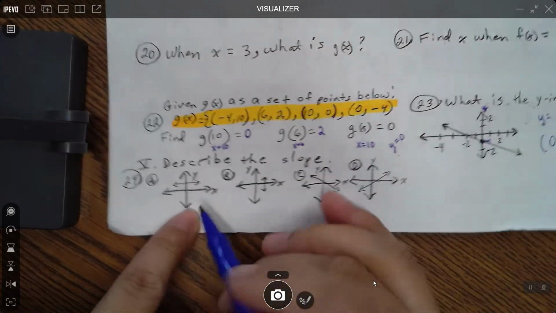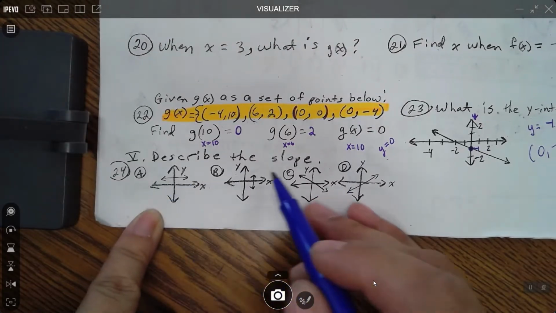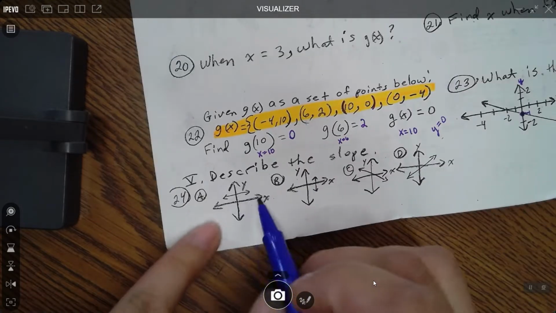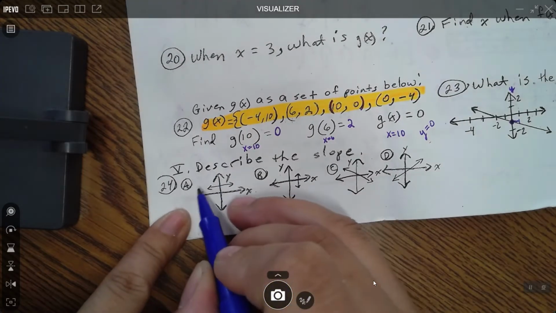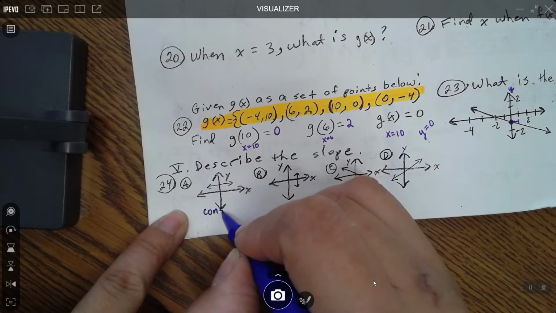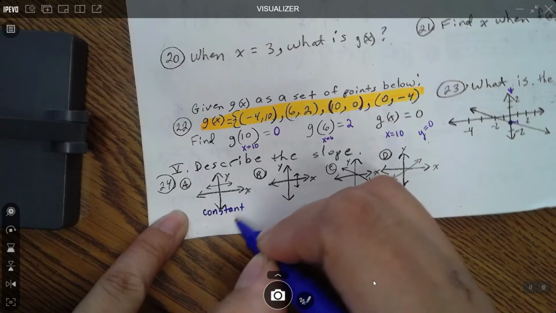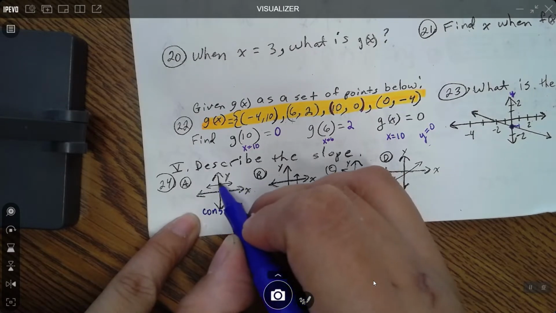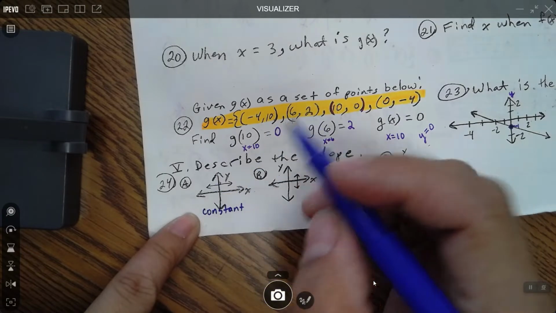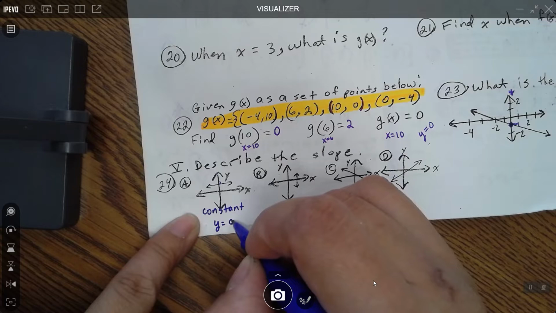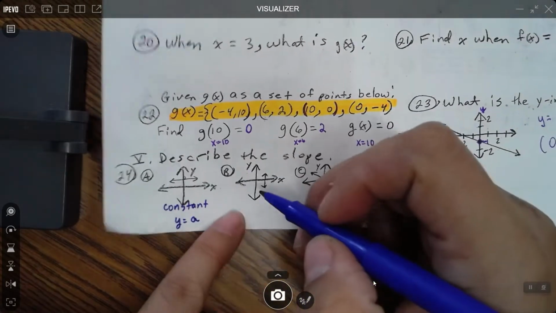Okay, so in this part right here it says describe the slope that we see in each of these graphs. So this one is pretty flat going straight across, so we call this one constant, and it has the y value. All right, so if this is y value 3, then it'd be y equals 3. So we say y equals whatever constant it is, okay?